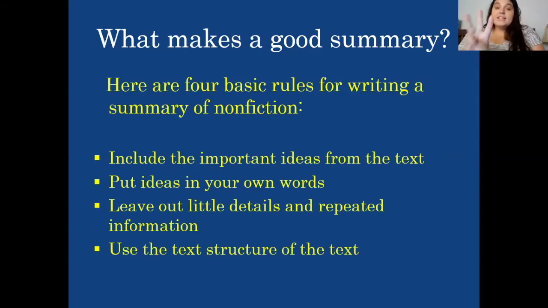The number 3 is to leave out little details and repeated information. So if there's a small little detail about the main character having a blue shirt, well, that might not be the most important thing in the story. So you probably don't need to include it in your summary. Now, if the blue shirt was important to the story, then it might need to be included. But if they just told you, oh, he's wearing a blue shirt and some jeans and sneakers as he gets ready to go to school, you might not need to include that in your summary.